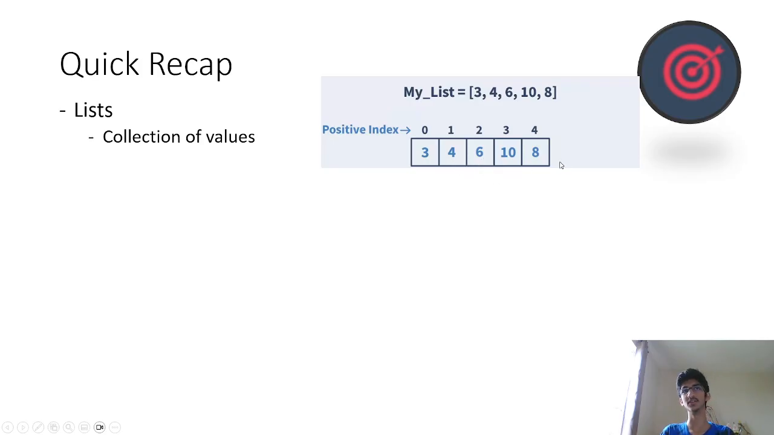The way that you make a list in Python is you put the name of your list, which in this case is my list. You put an equal sign, you put square brackets, and then you put all the elements that you want to put in the list, separated with a comma.